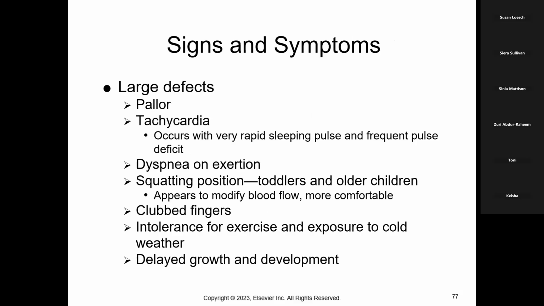So if they have a large defect, they may have things like color problems, like pallor, tachycardia, shortness of breath. For squatting positions, usually you see this in babies with cyanotic deficits like tetralogy of Fallot. There's 4 defects there. Clubbed fingers. Okay, this is long-term heart issues: intolerance for exercise or cold weather, delayed growth.